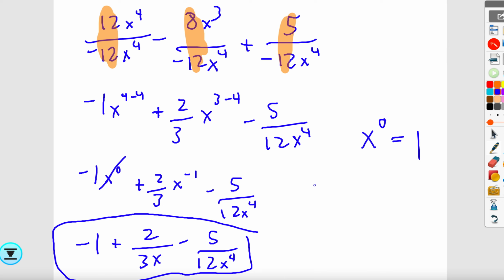Because you ask yourselves, are there negative exponents? Are there zero exponents? Now look at our final answer. There's none of anything. So no negative exponents and no zero exponents. All right, let's move on.